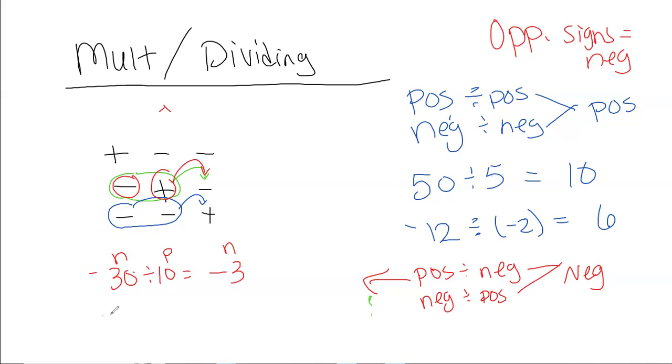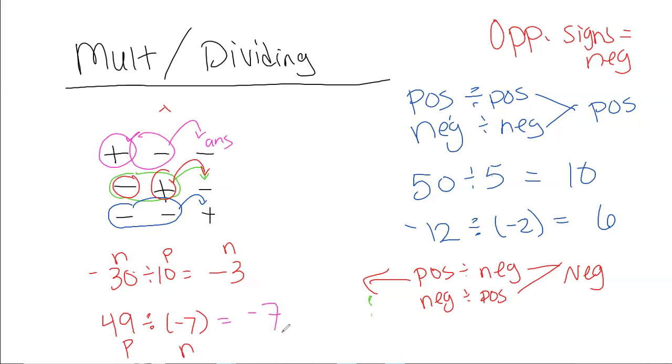Okay, what if it's 49 divide -7? That's a positive divide a negative. That's the top row, positive, negative, answer is going to be negative. 49 divided 7 is 7, but we make it negative.